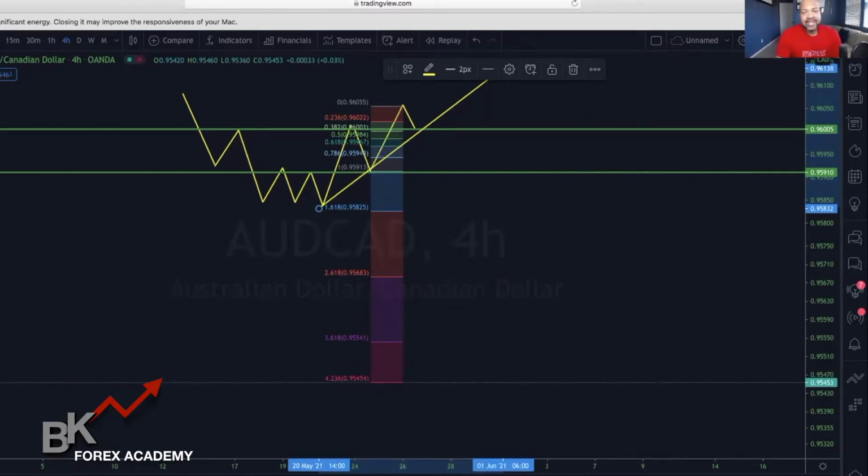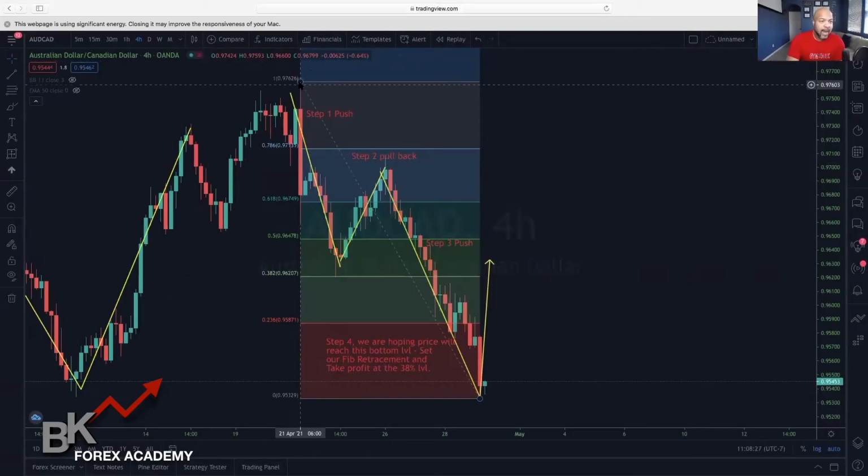Now let's go ahead and look at some live charts so you can see this actually play out. This happens a lot of the times in the market, and I've profited so many times with this particular strategy. So let's go ahead and check it out. All right, so I kind of marked it out for you. We have the Aussie CAD here.